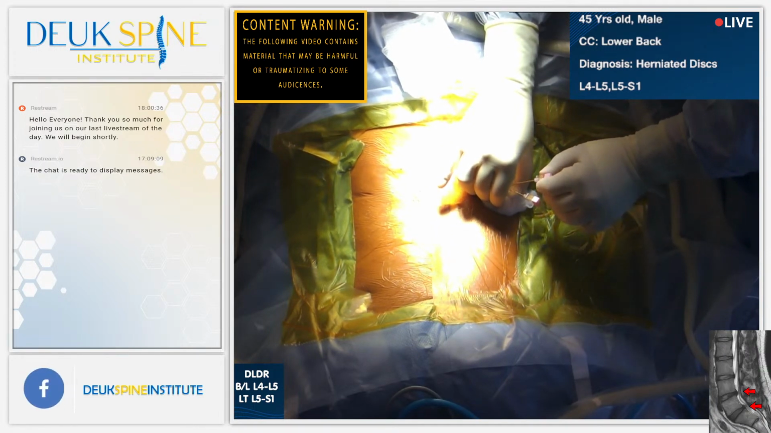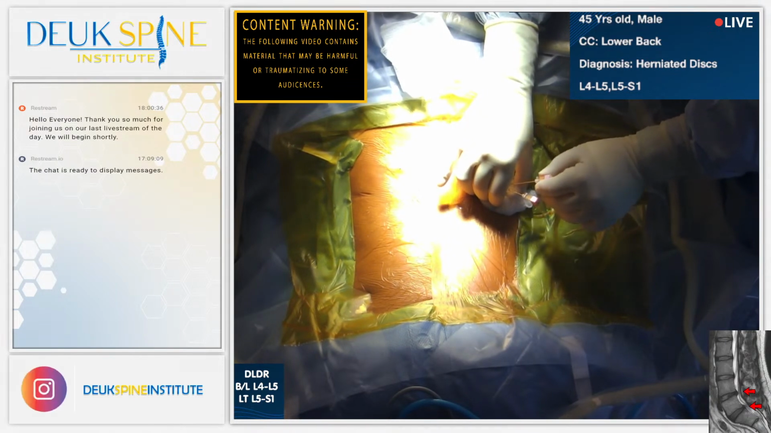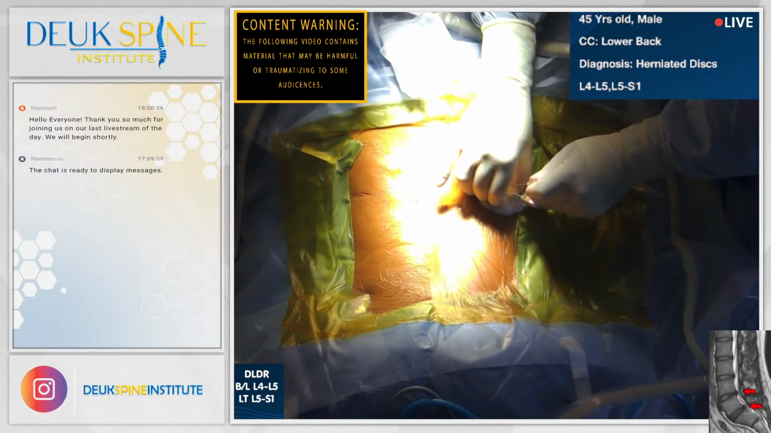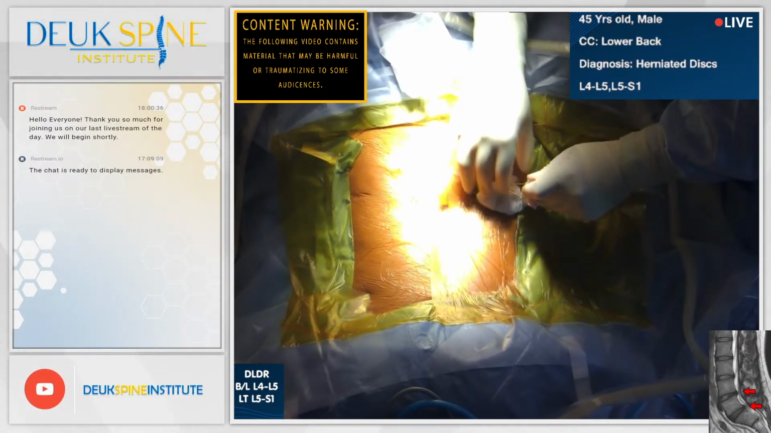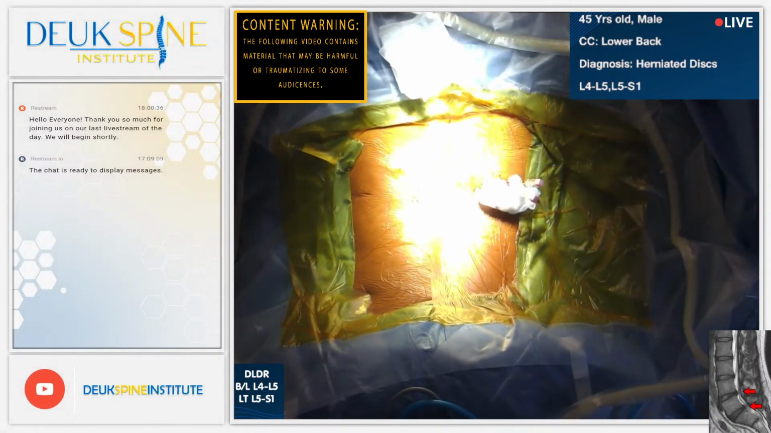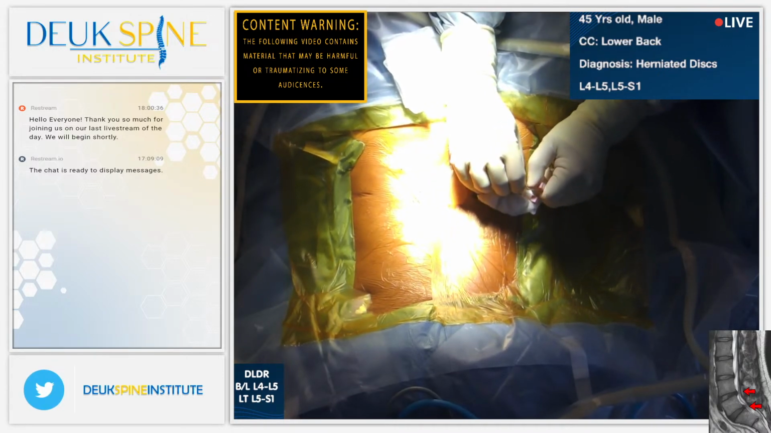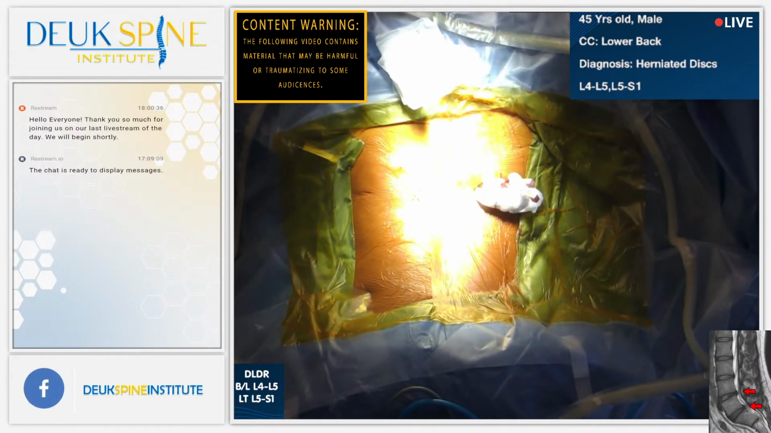And when I looked at his MRI, I saw that his disc was definitely injured, damaged at L4-5 and L5-S1. So I told him, we need to fix your discs because I think that's where your pain's coming from. And he agreed. So we're going to be fixing the L4-5 on both sides, and the L5-S1 on just the left.